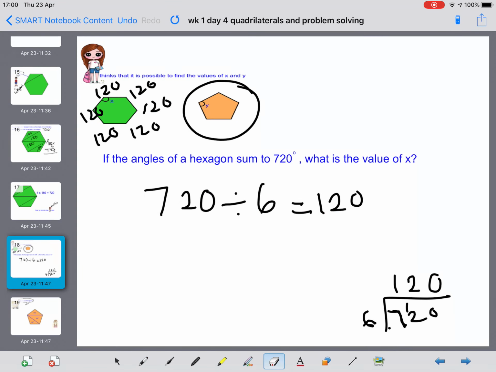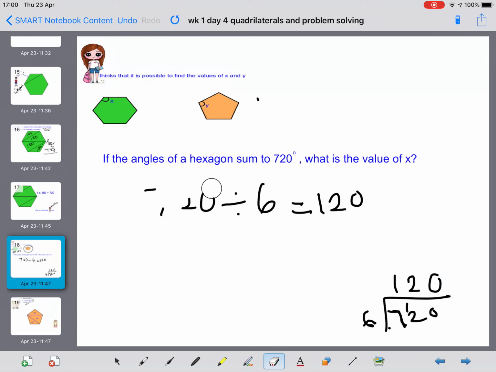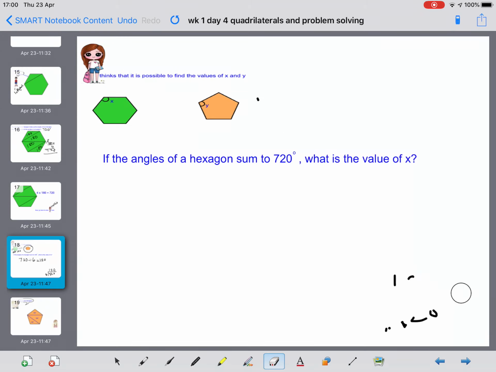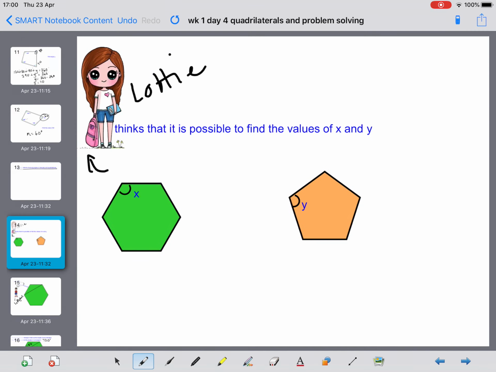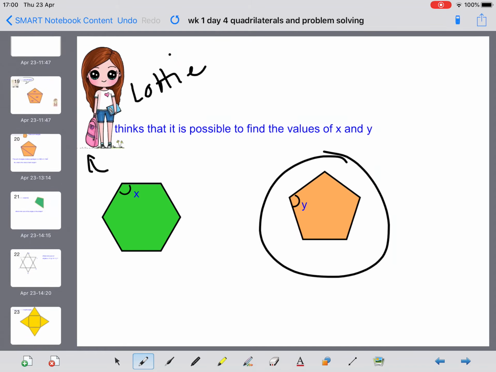If we look at what she's saying about the pentagon, let me just have a look. She also thinks that you can work out what the value of y is. Look at the pentagon there. It's a little bit small, so let me just go back and get the original one, which is there. Lottie still thinks that she can work out the value of y.